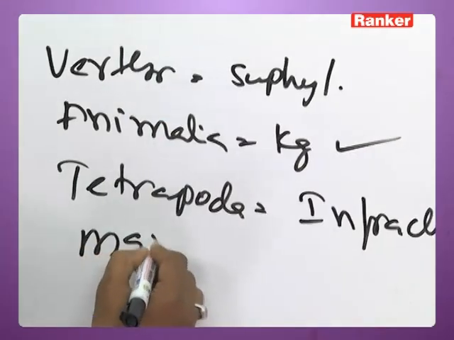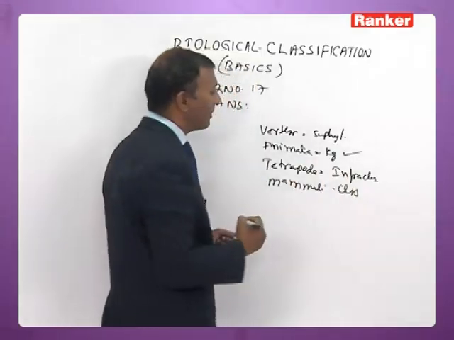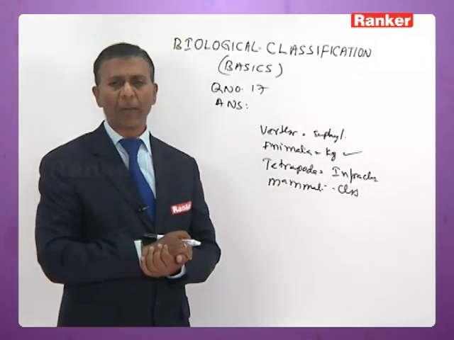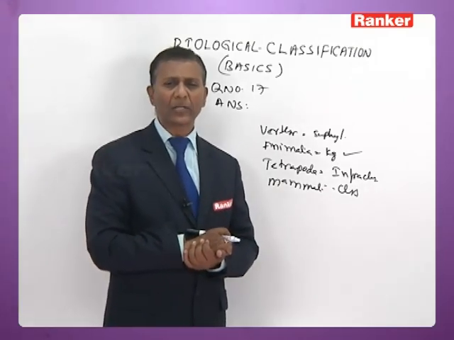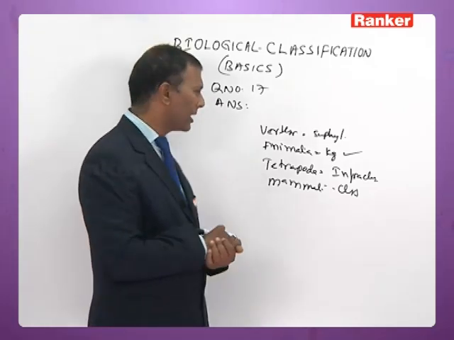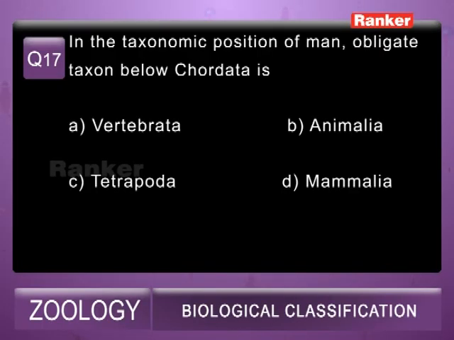Mammalia, if you take Mammalia, is a class. So he is asking the taxonomic position of man, obligate taxon below Chordata. Chordata is phylum. Below that you have class Mammalia. So the answer for the 17th question is D. Option D is correct because Mammalia is a class. It is placed under phylum Chordata.